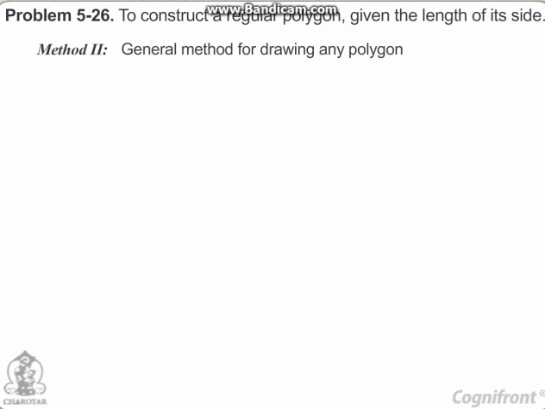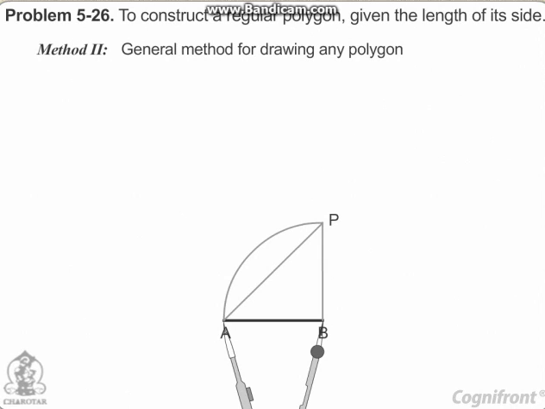Method 2. General method for drawing any polygon. Draw a line AB equal to the given length. At B, draw a line BP perpendicular and equal to AB. Draw a line joining A with P. With center B and radius AB, draw the quadrant AP. Draw the perpendicular bisector of AB to intersect the straight line AP in 4 and the arc AP in 6.